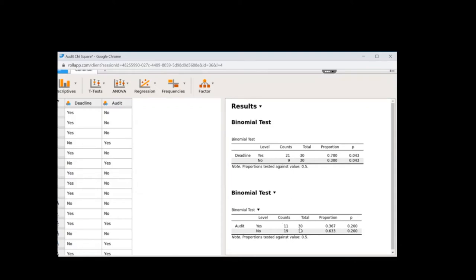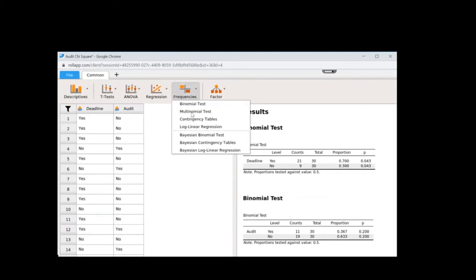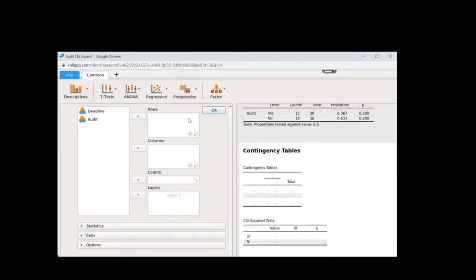So that means that people were equally likely to be audited versus not audited. Hopefully that's clear. So that answered our two goodness of fits, and now we want to do a test for independence to see if turning your taxes in on time changed the likelihood of being audited or not, or predicts a different likelihood of being audited or not. Again, we're going to come up to frequencies and click on contingency tables. You can put these in whatever order makes sense to you. I like to put the independent variable in the rows and the dependent variable in the columns. To me, meeting the deadline is the independent variable and getting audited is the dependent variable.